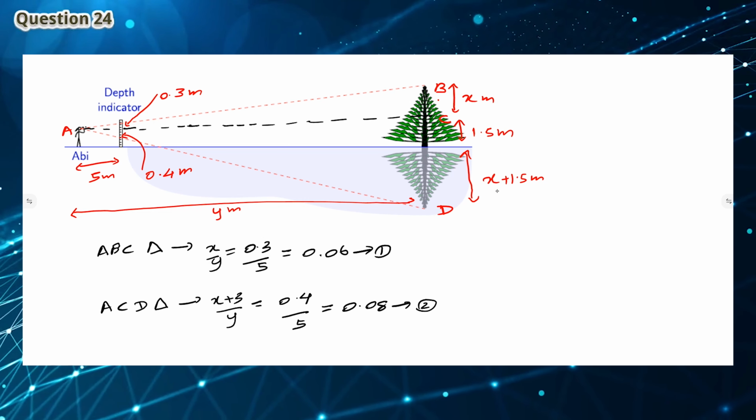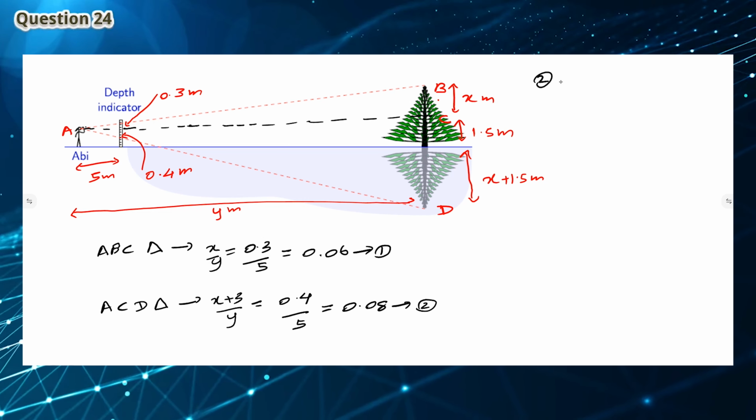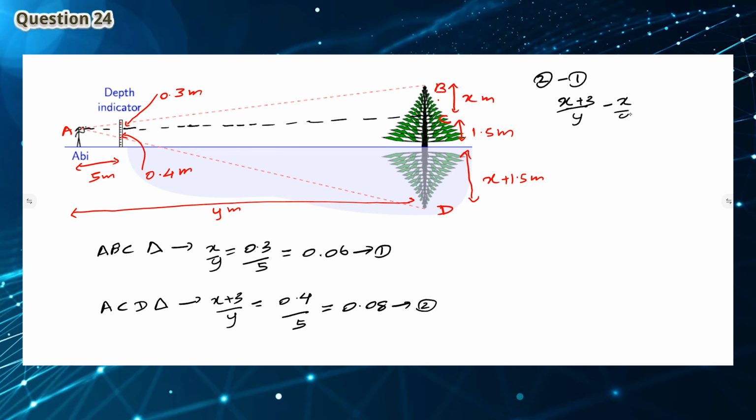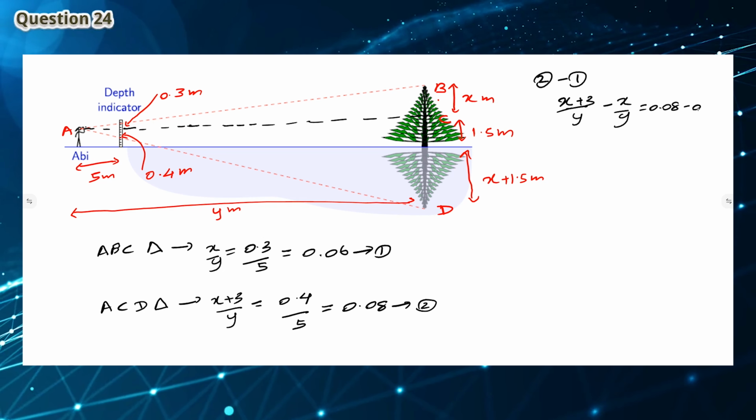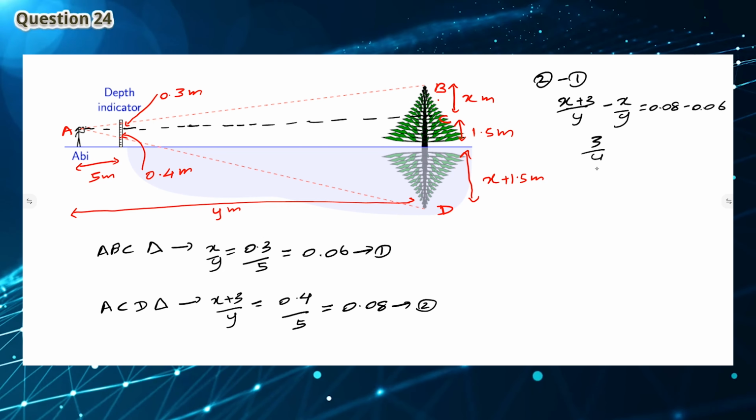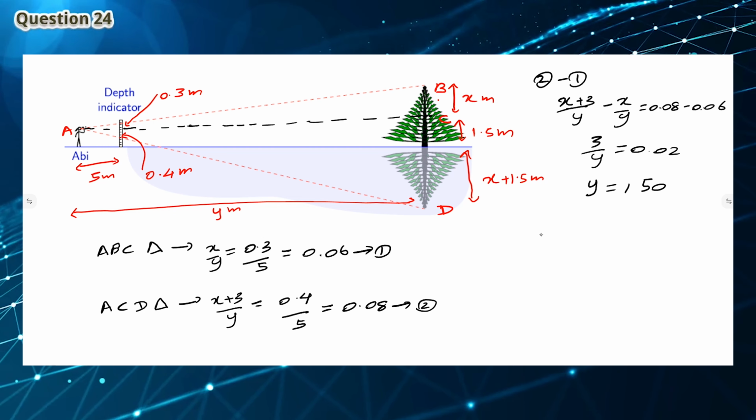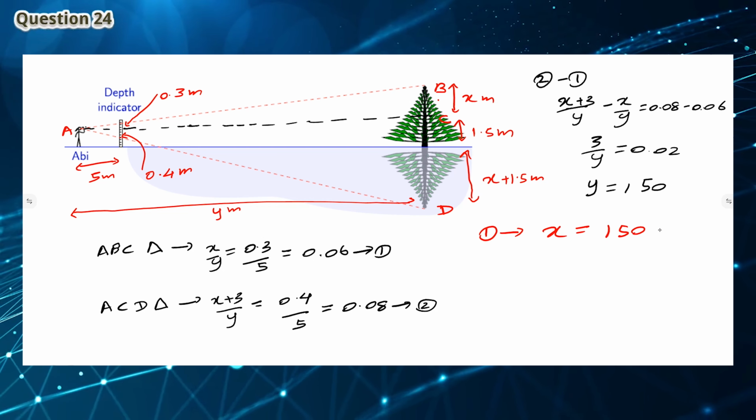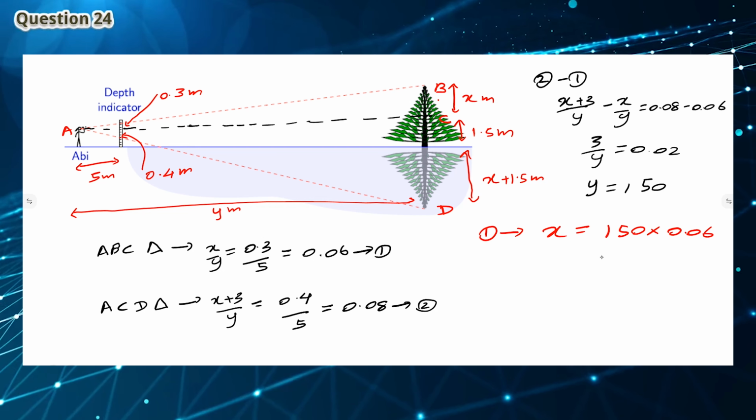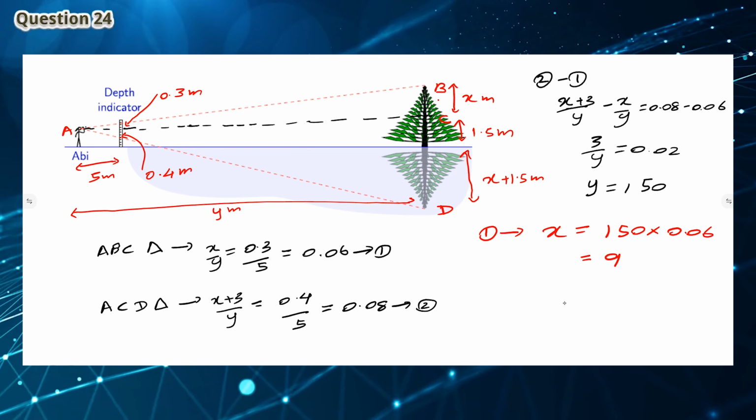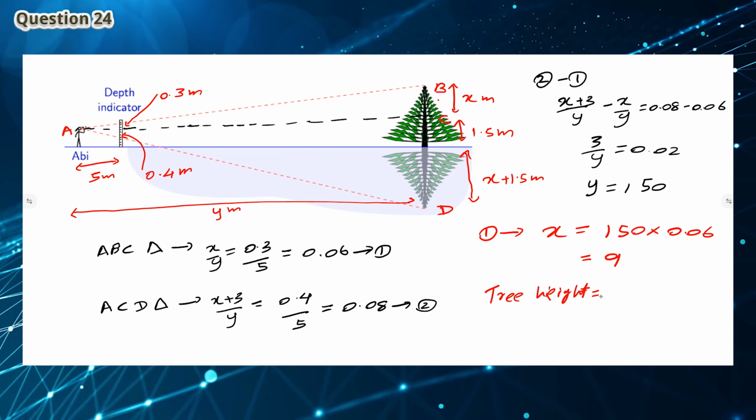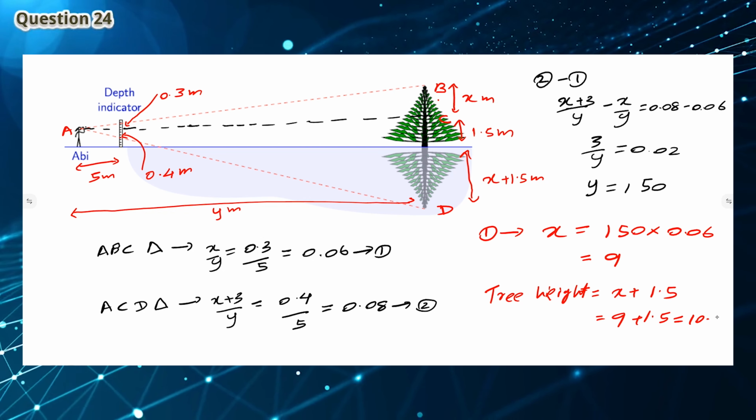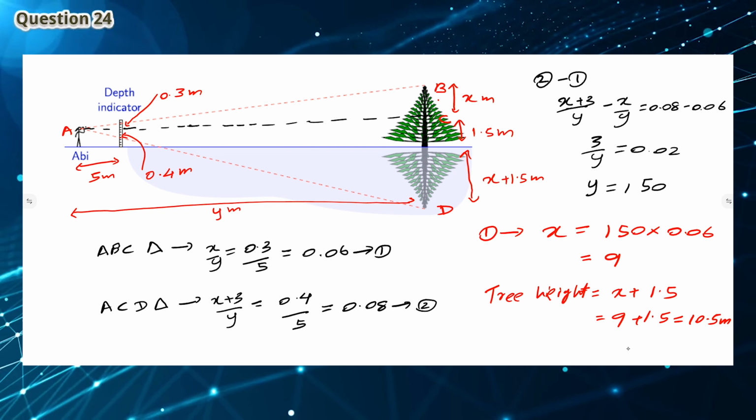We can subtract equation 1 from equation 2 to find that (X plus 3) on Y minus (X minus 1) on Y is equal to 0.08 minus 0.06. We solve this to find that Y is equal to 150. Now going back to equation 1, we substitute this Y value of 150 to find X. We find that X is equal to 9, so the total tree height is X plus 1.5, where X is equal to 9, which gives a total of 10.5 meters. This means the answer is D.